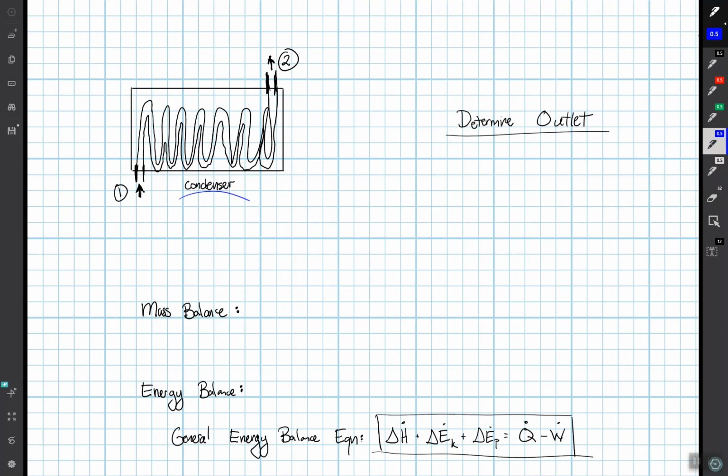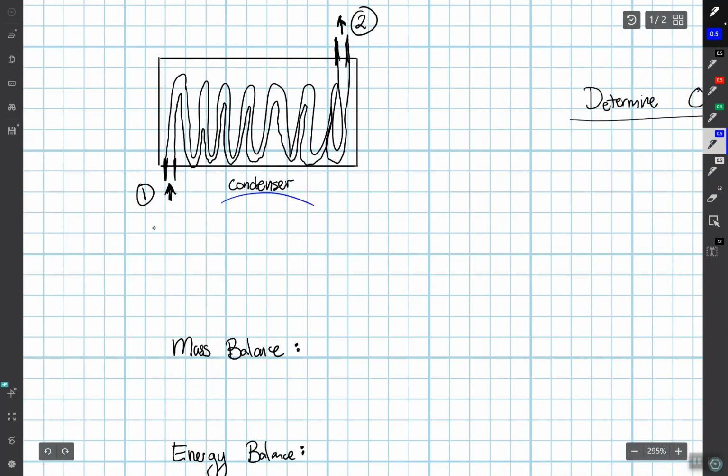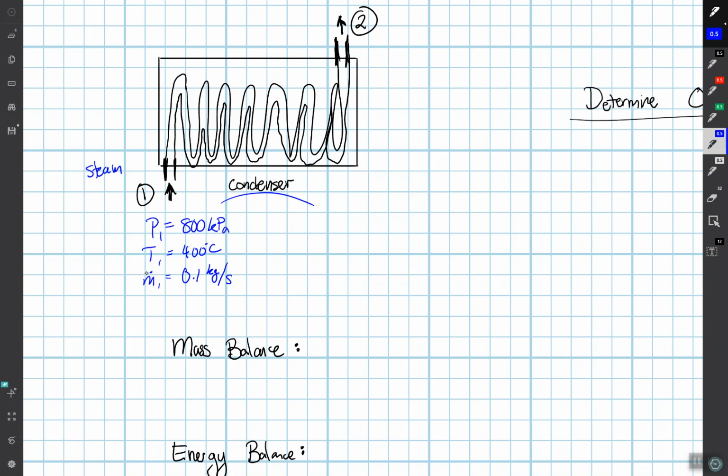So a condenser, what's happening in this piece of equipment is we have a stream coming in. This is steam, and it's coming in at 800 kilopascals (kPa), at a temperature of 400 degrees Celsius, and it's entering at a flow rate of 0.1 kilograms per second. So that is the m dot, right? The dot meaning a rate, m meaning mass. So the dot means a per second.